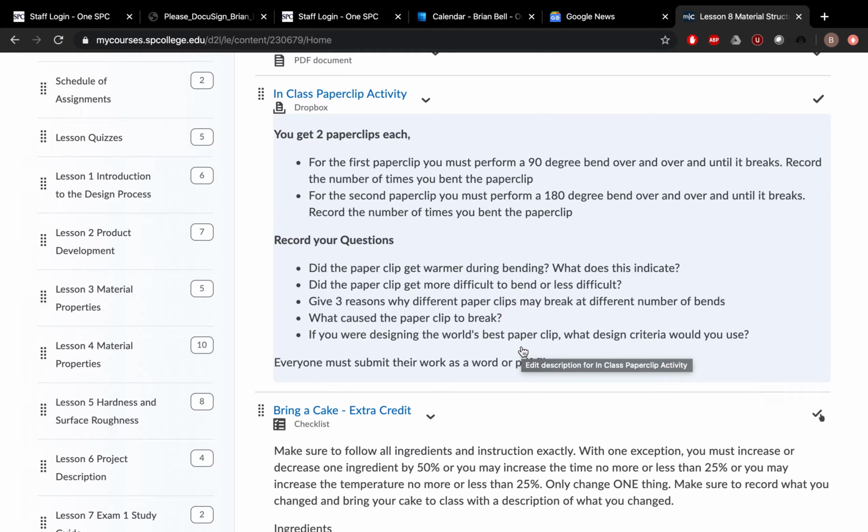And this is more of a critical thinking question here, but if you're going to design the world's best paper clip, what design criteria would you use? So this gets back to the design of the material and what materials would make the best designs.